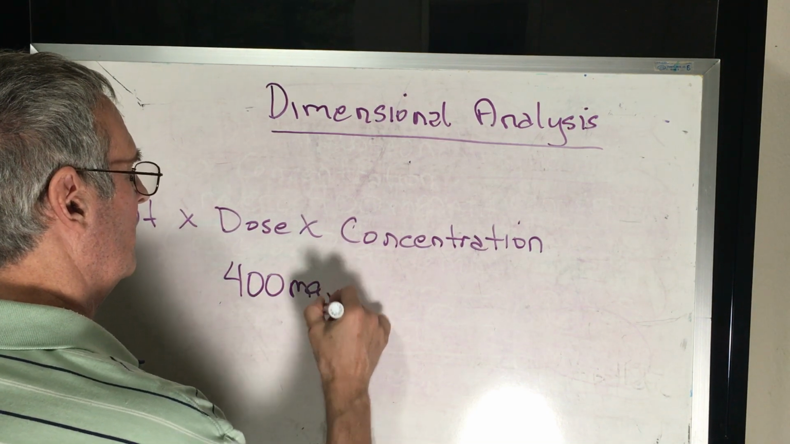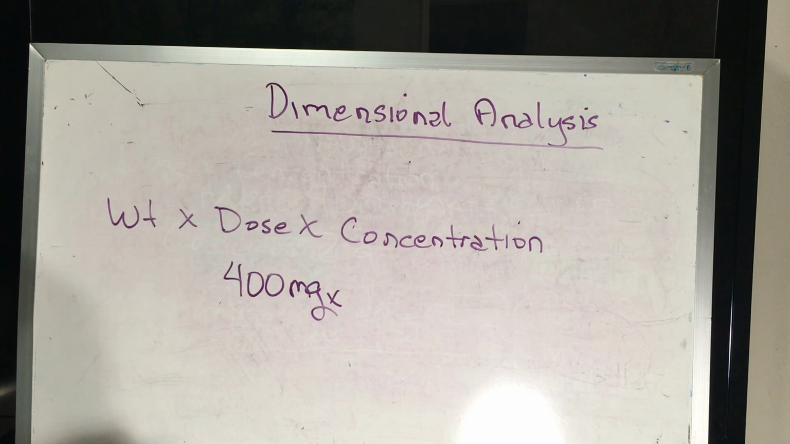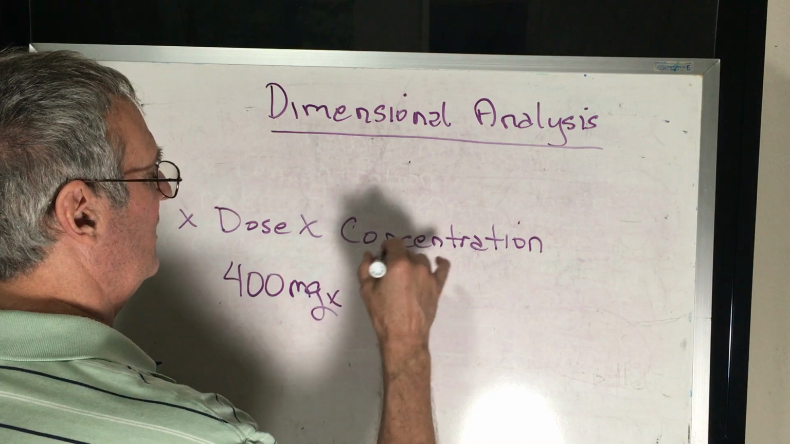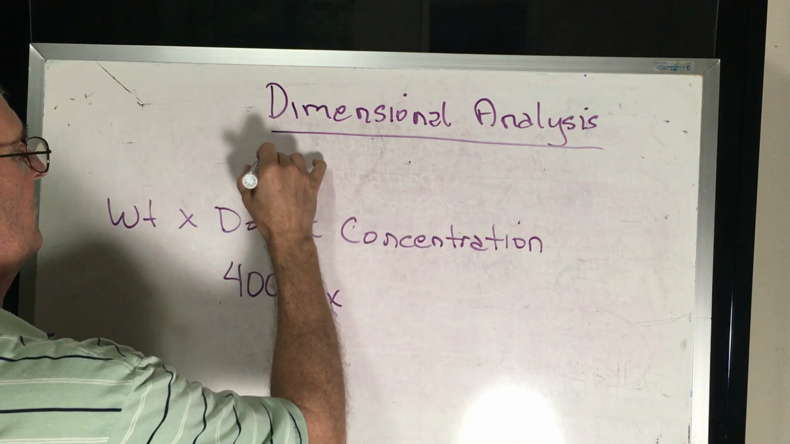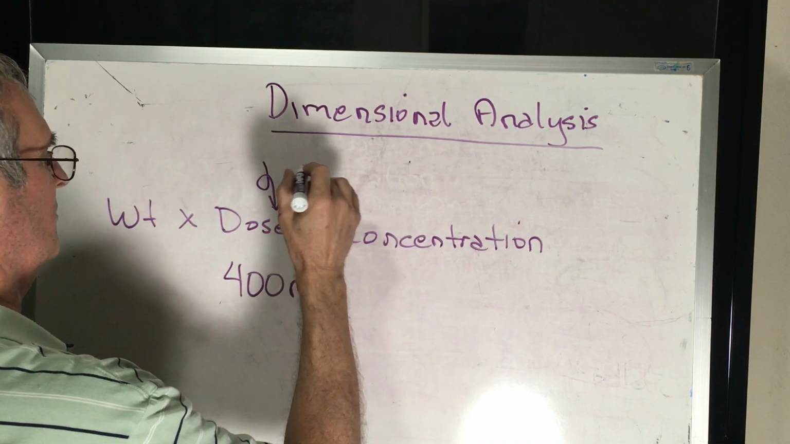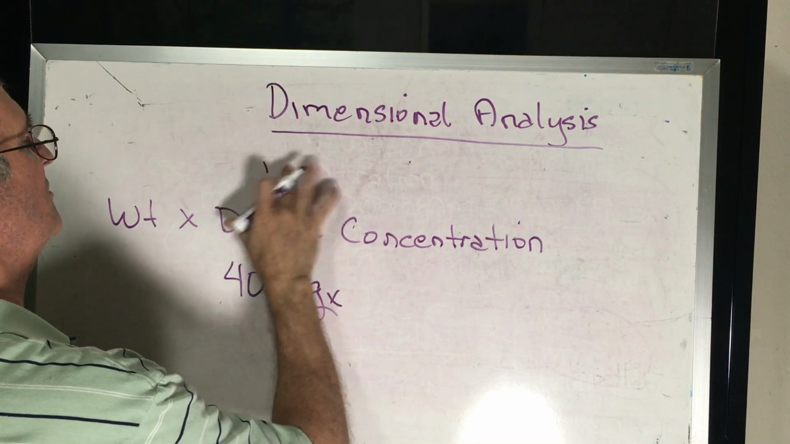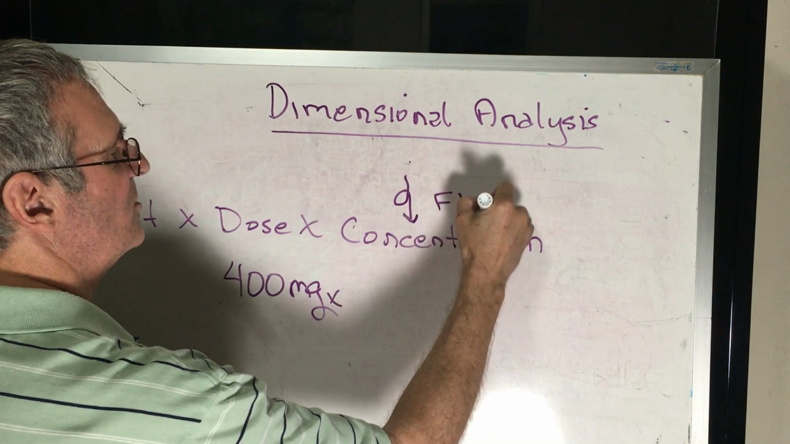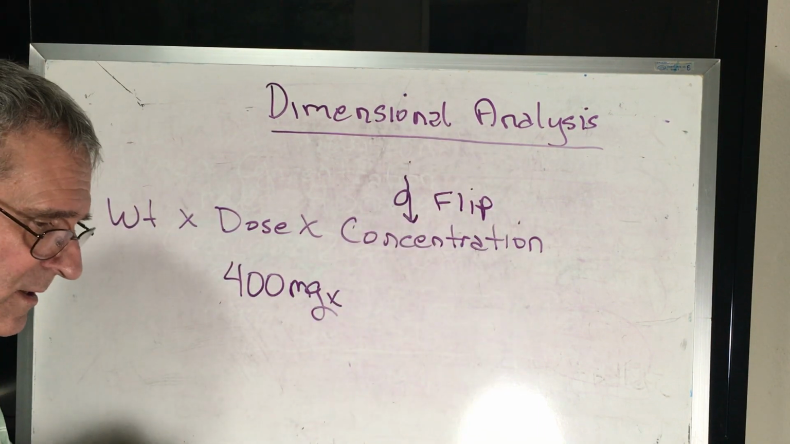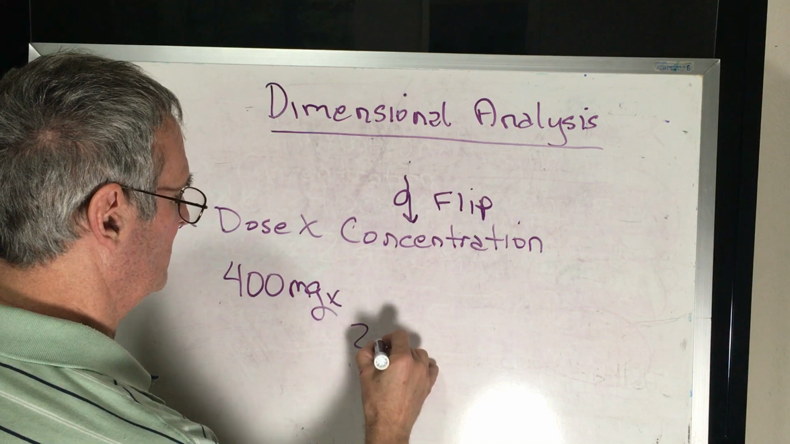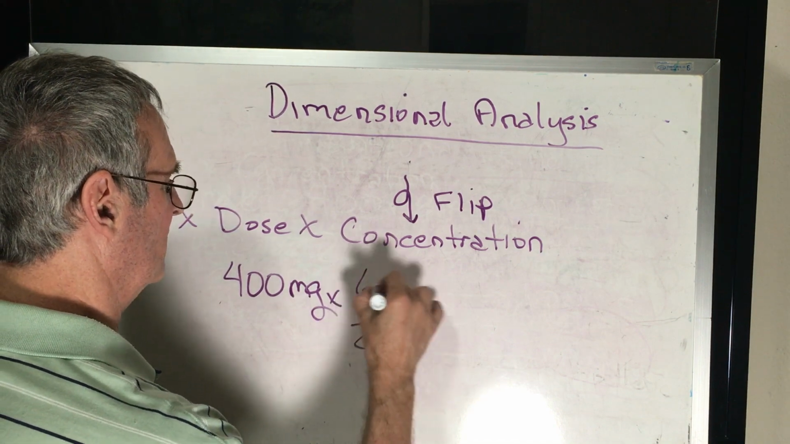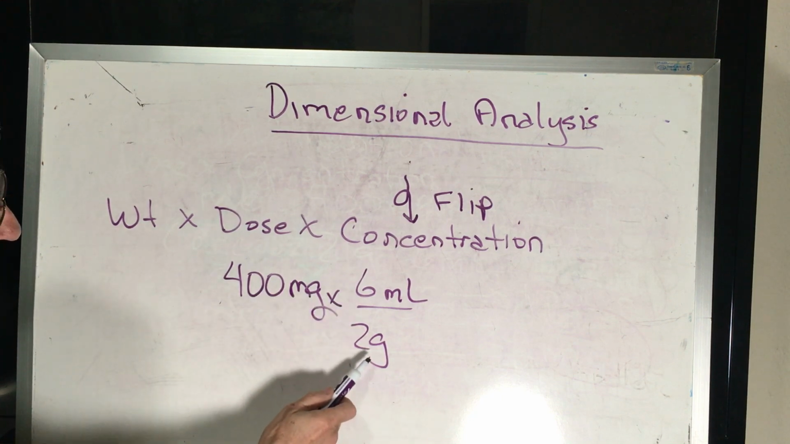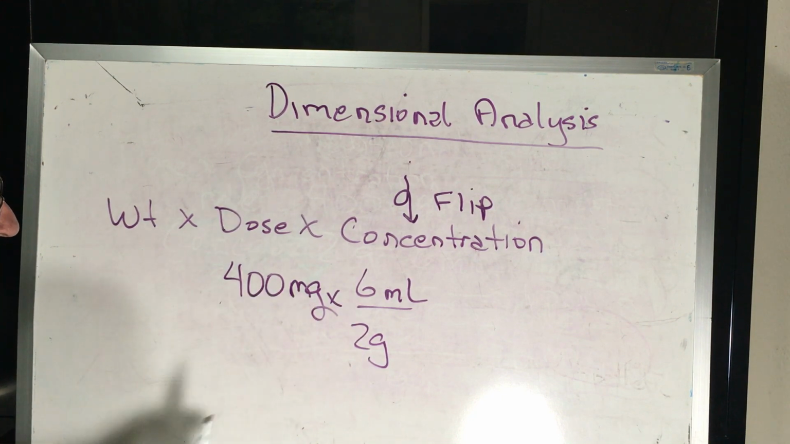Okay? Now, the amount that we have on hand is 2 grams per 6 milliliters. Now, I'm going to flip this concentration on nearly every problem. So instead of 2 grams per 6 milliliters, I'm going to write my grams down here, 2 grams per 6 milliliters. Now the problem I have here is that this and that are not the same units.